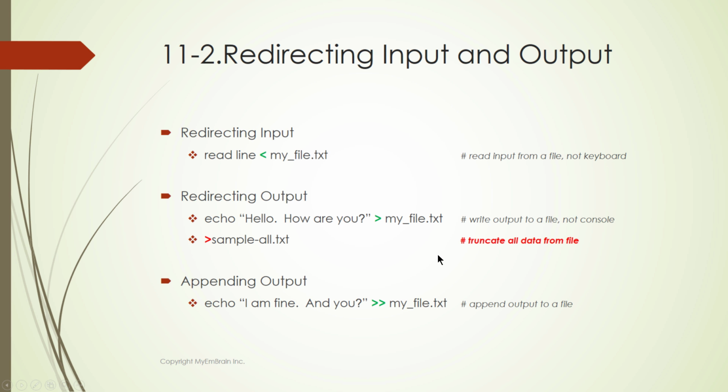Welcome to lecture 11.2, redirecting input and output. Here we learn to read data into the variable line with the command read. And where do we read it from? We read it from a file, myfile.txt. This is where the data is stored, and we read from that file one line at a time and store each line into a variable line.